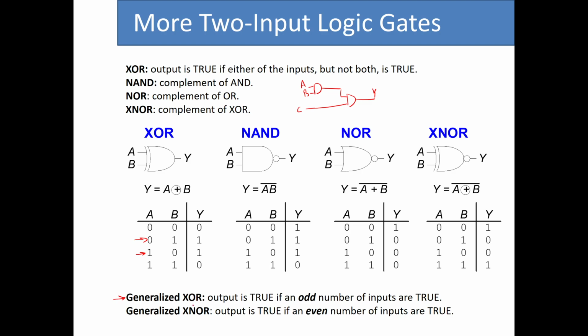Since the XNOR is the complement of XOR, we can have the generalized definition for XNOR like this. The output is true if an even number of inputs are true.